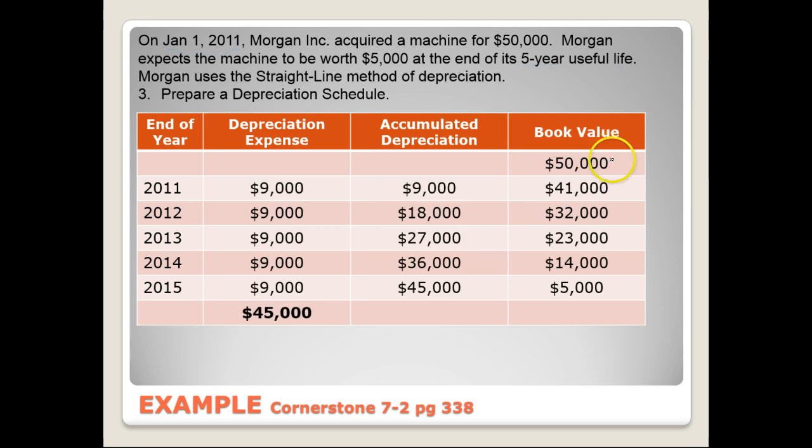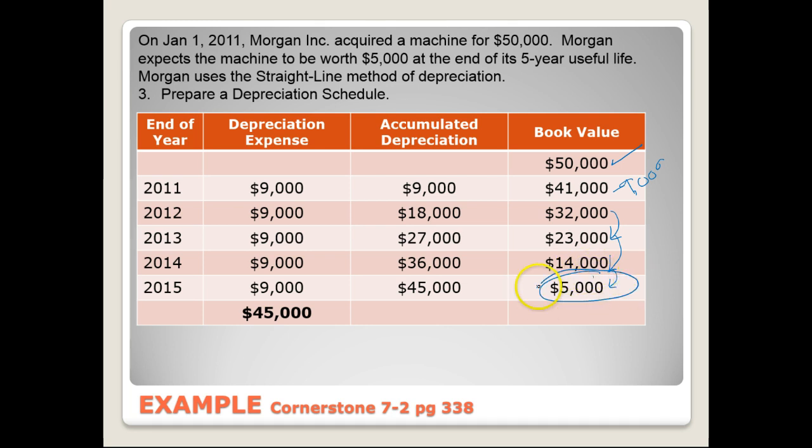We started with a book value of $50,000, but every year we subtract $9,000 of depreciation expense. $41,000 minus $9,000 gets us $32,000. $32,000 minus $9,000 gets us $23,000. Minus $9,000 gets us $14,000. Minus $9,000 gets us $5,000.